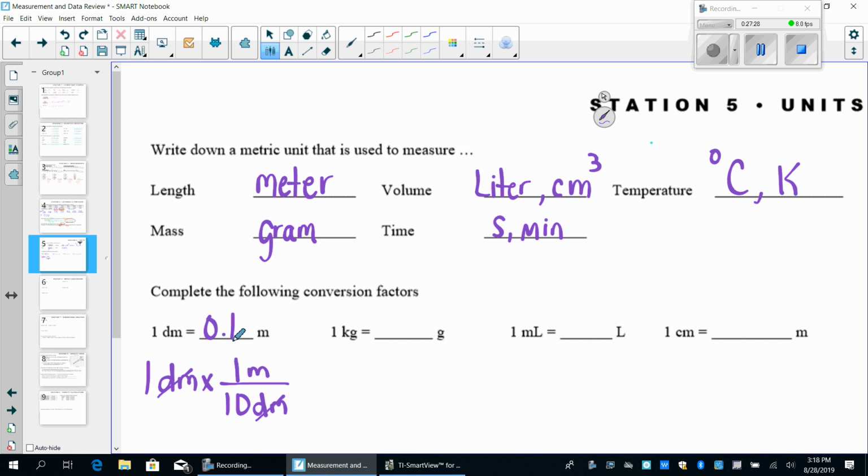1 kilogram, and this is just straight up. This is something that you have to know. So in 1 kilogram, there are 1,000 grams because the prefix kilo means exactly 1,000.